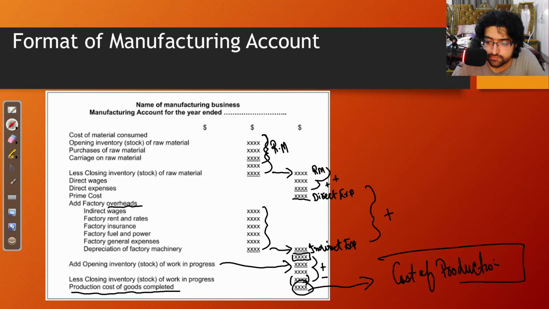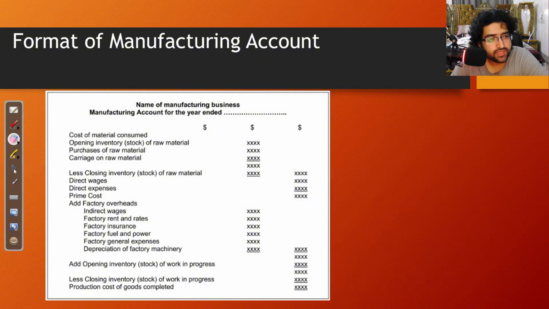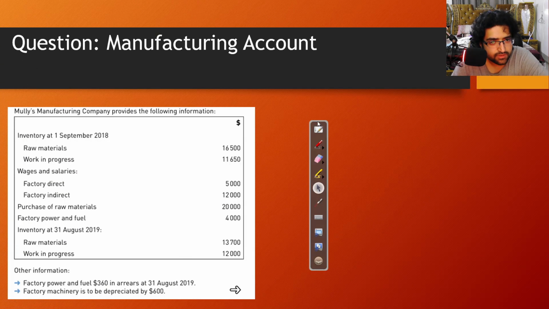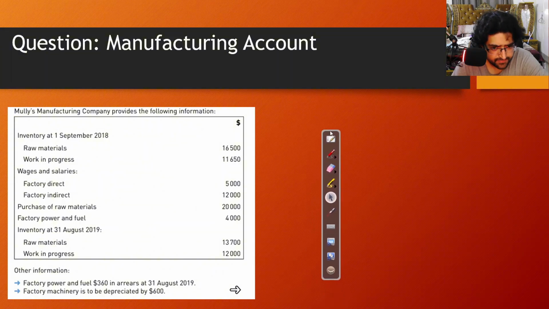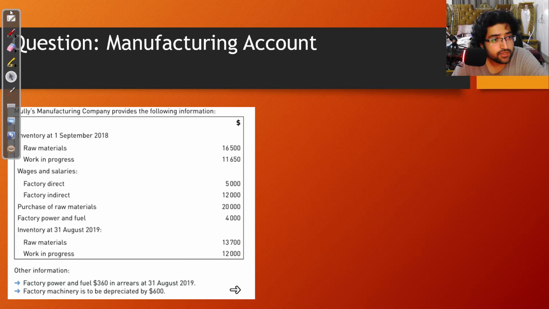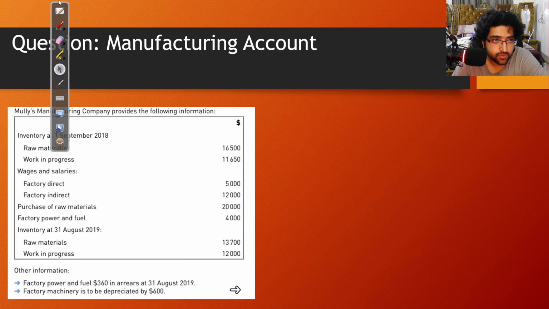Simple. Okay? So this is the format of a manufacturing account. This will be clear once we solve a question on it. I have an example question. Let's do that first. Let me erase all this and let's move on to the question. Okay, so this is a question on manufacturing account, a very basic question. So let's do this first. We know the format now. You should know the formats by heart.